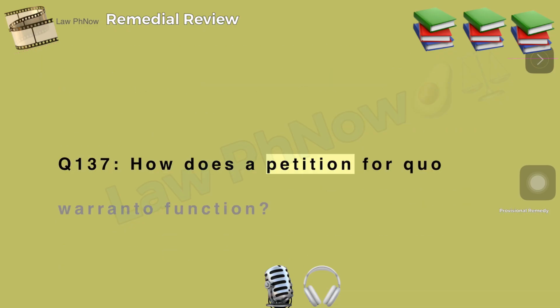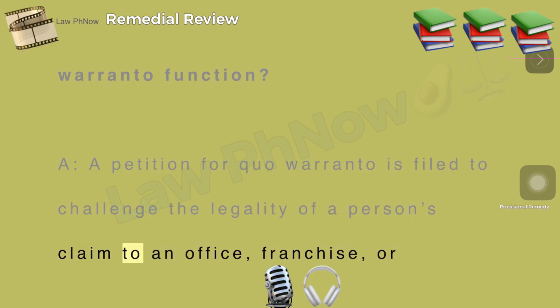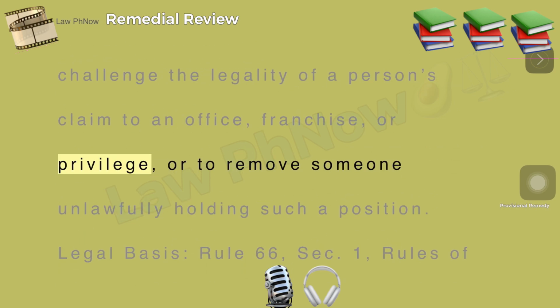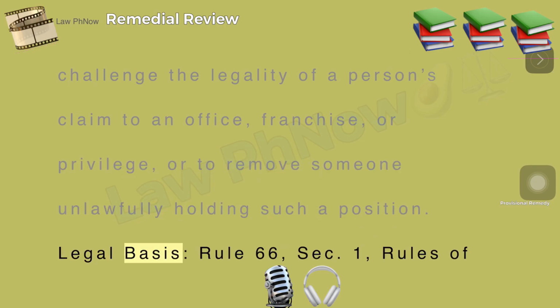Q137. How does a petition for quo warranto function? A. A petition for quo warranto is filed to challenge the legality of a person's claim to an office, franchise, or privilege, or to remove someone unlawfully holding such a position. Legal basis, Rule 66, Section 1, Rules of Court.